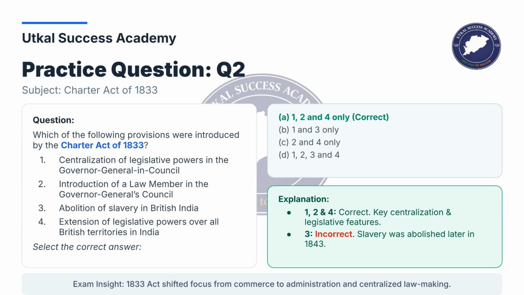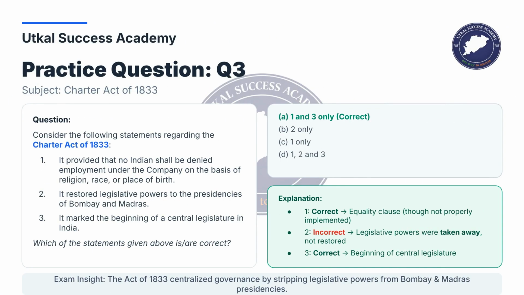Statements 1, 2, and 4 are correct, covering centralized legislative powers, the law member, and the extension of legislative power. Statement 3, regarding the abolition of slavery, is incorrect, as it happened later in 1843. Option A is the correct answer. Question 3 focuses on the non-discrimination clause and centralization. Statements 1 and 3 are correct, pertaining to the equality clause and the start of a central legislature. Statement 2 is incorrect. Legislative powers of Bombay and Madras were taken away, not restored. The correct option is A.